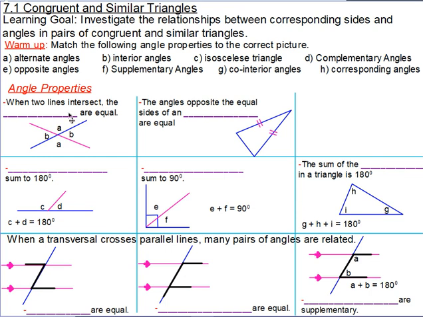When two lines intersect, the opposite angles are equal, right? We call these opposite angles. Like angle A, these two angles would be equal to one another. And same with the B's. They would also be equal to one another.